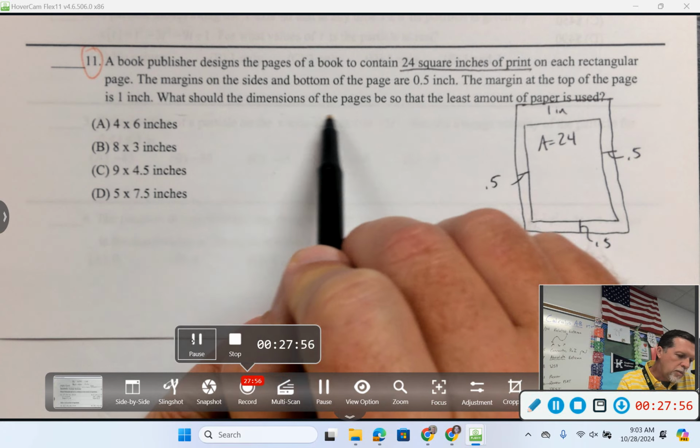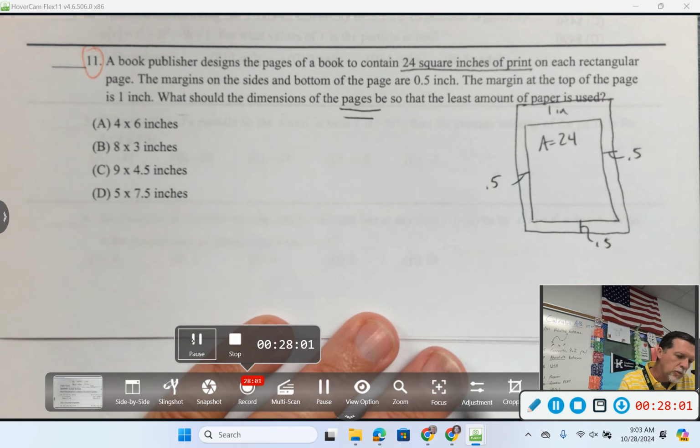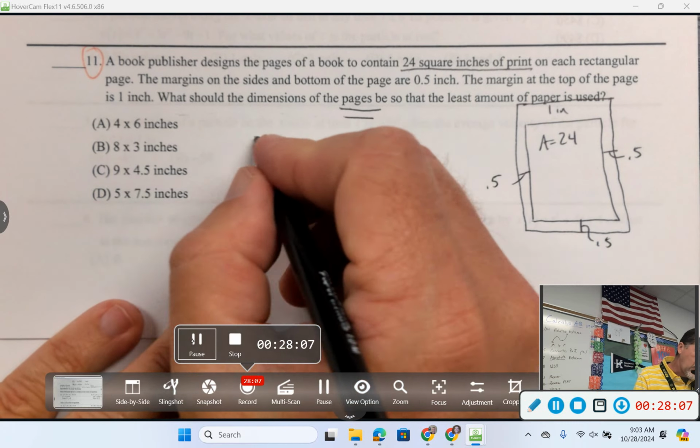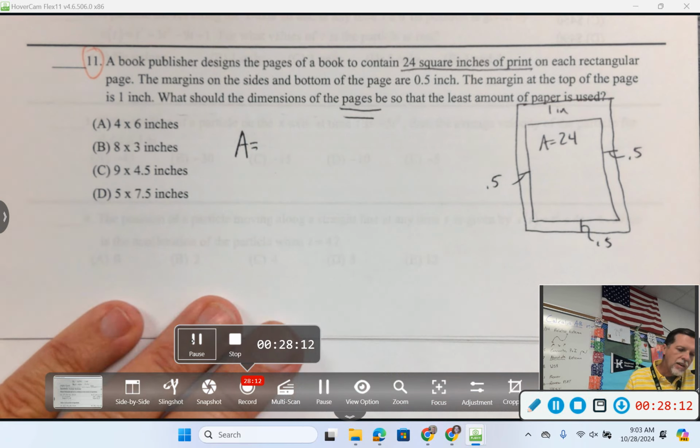What should the dimensions of the pages be? So not of the print, but of the total page, so that the least amount of paper is used. Okay, so I want to minimize the area.